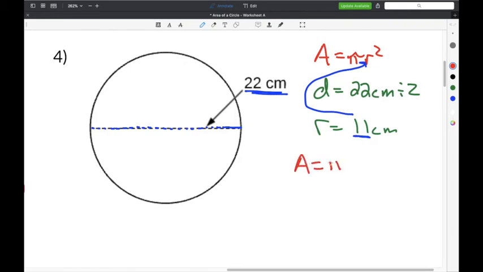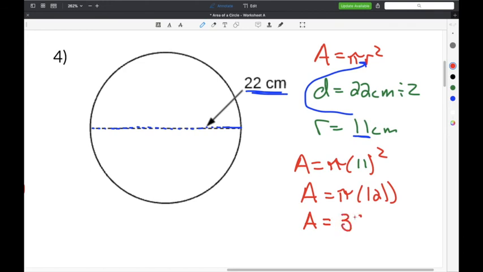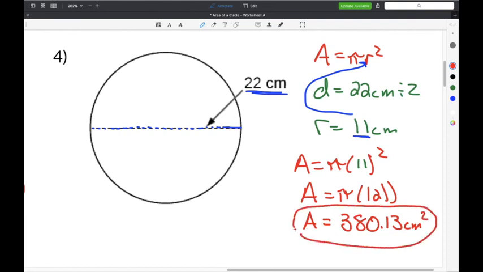So now we have area equals pi times the radius, which in this case is 11, squared. Then you square 11, so 11 times 11 is 121. And then you do pi times 121, which is 380.13 centimeters squared. So if you're finding the area of a circle with diameter, you just have the extra step of dividing the diameter by 2 to get the radius.